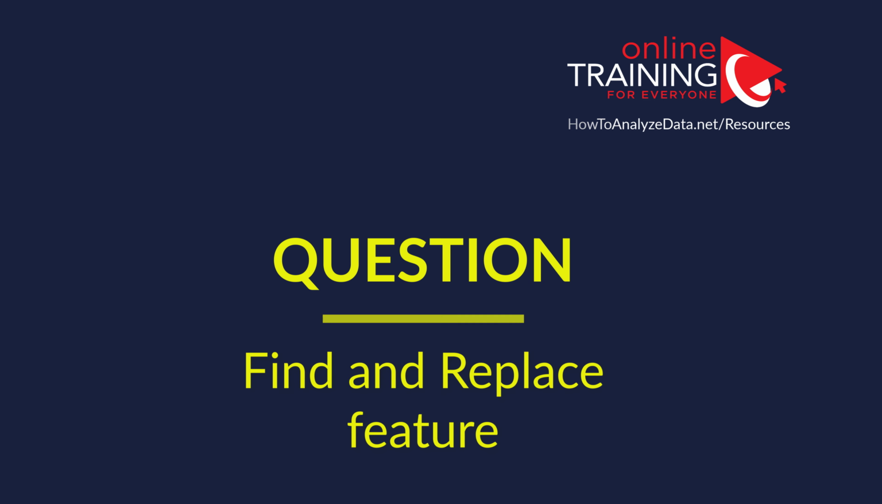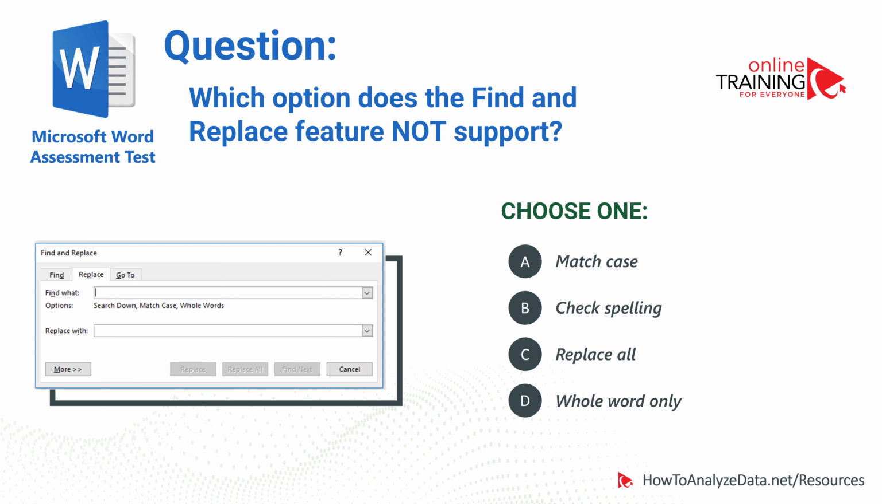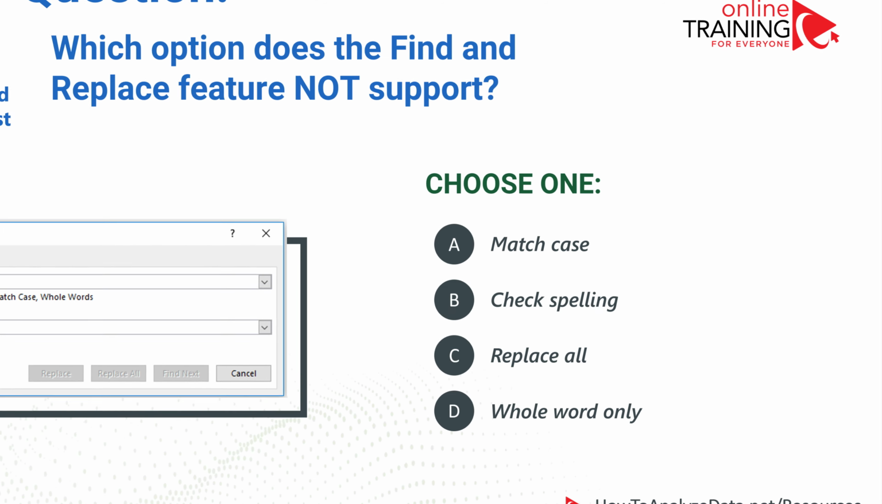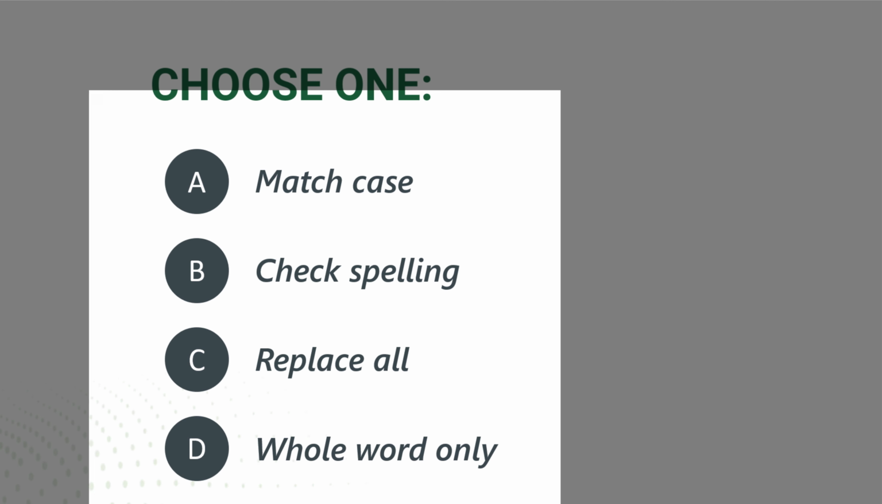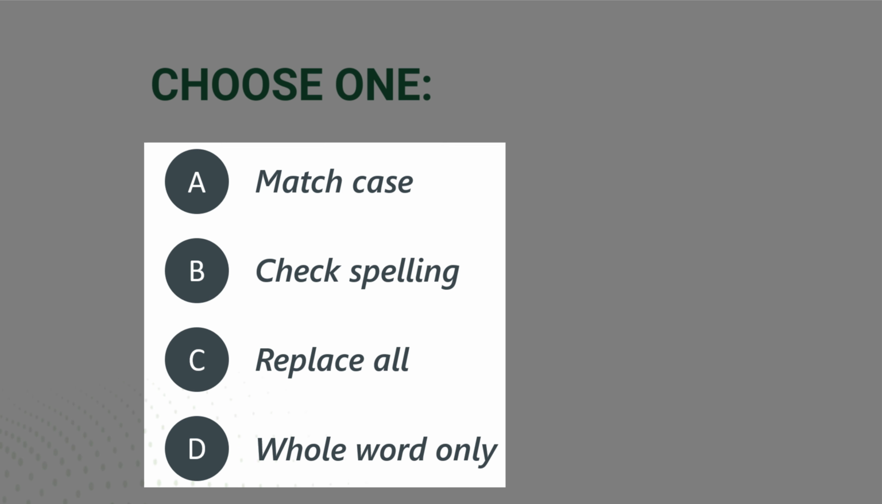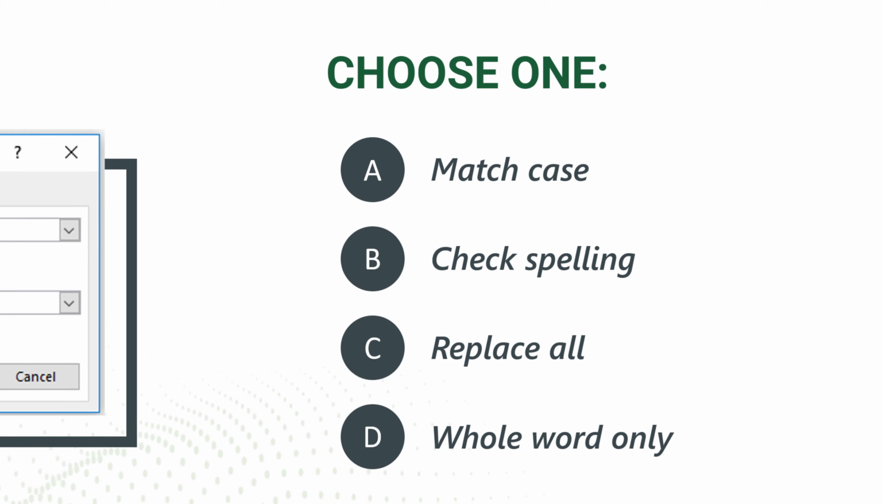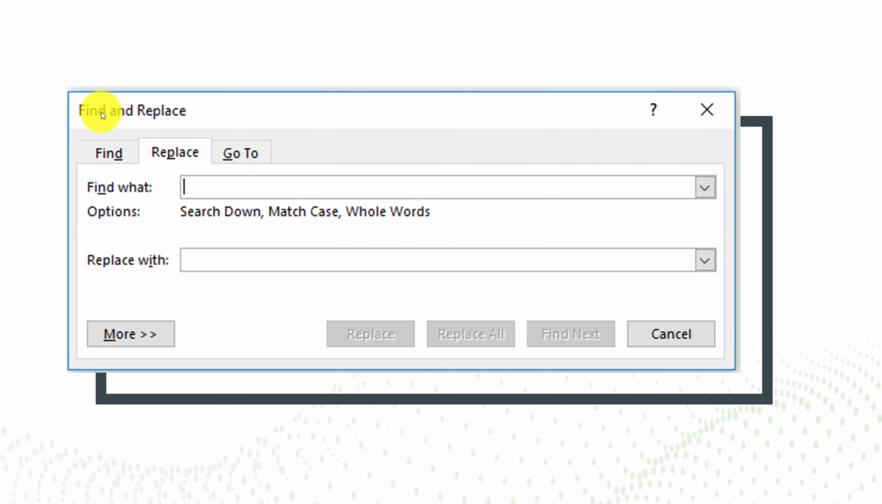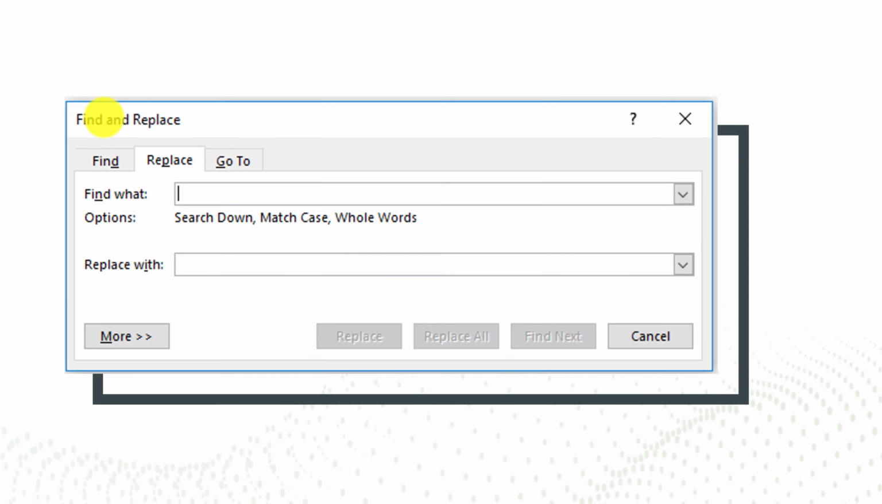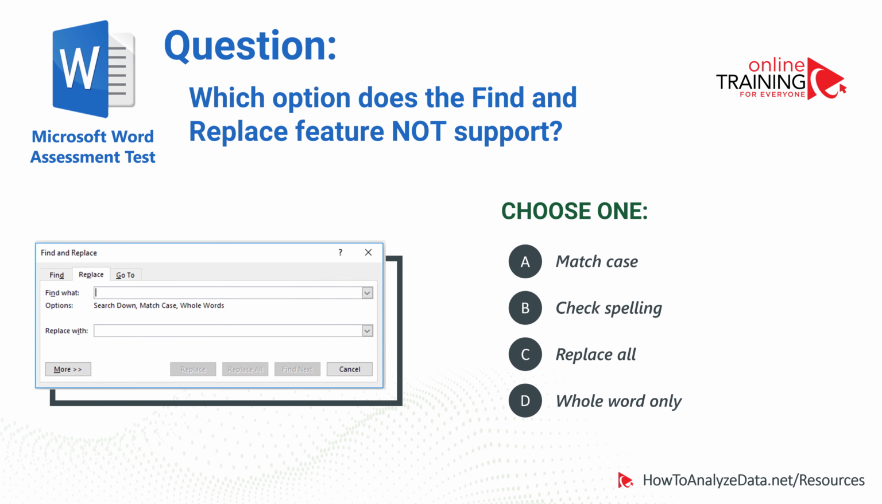Let's look at the tricky question which tests your knowledge of Microsoft Word formatting. Which option does the Find and Replace feature not support? You gotta love those negative questions. 4 choices here: match case, spell checking, replace all, and whole word only. And there is a Find and Replace dialog box presented to you, so you better understand the context of this question. Which one do you think is the right choice here? Let's see if we can get to the right answer here together.